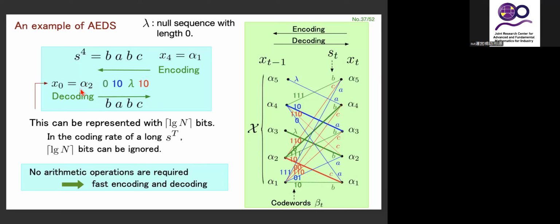The information of x0 can be represented with log n bits, but these log n bits can be ignored in the coding rate if the length of the source sequence is sufficiently large. In the encoding and decoding of AEDS, we don't use any mathematical operation. So fast encoding and decoding, like Huffman coding, can be realized.